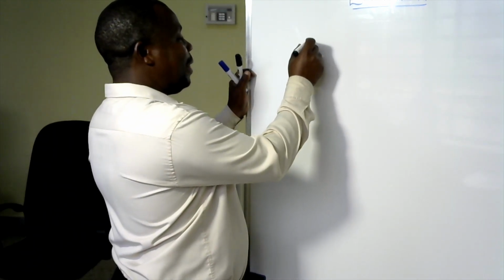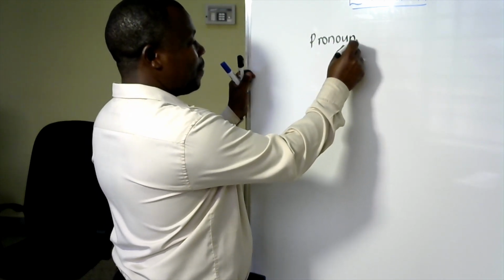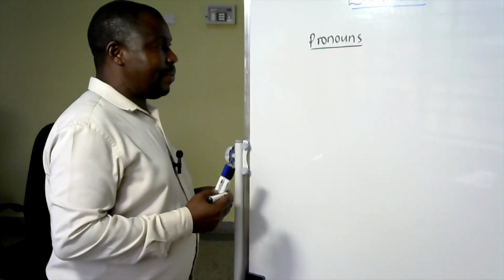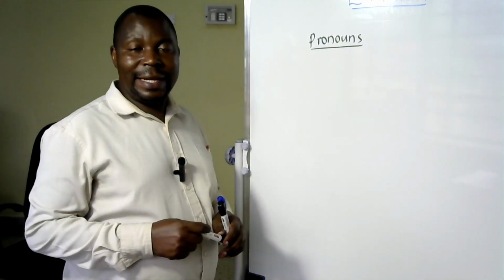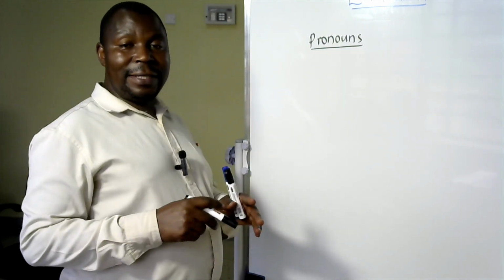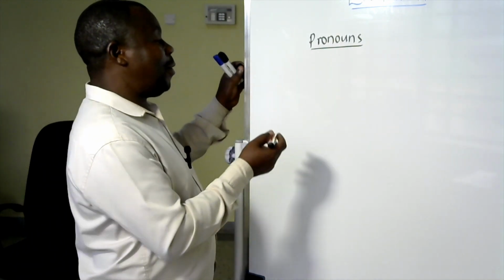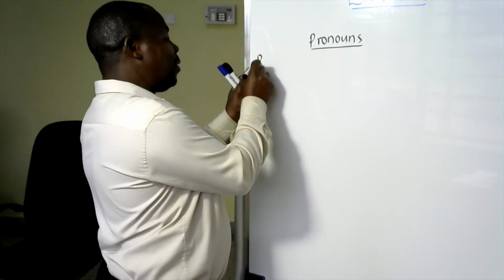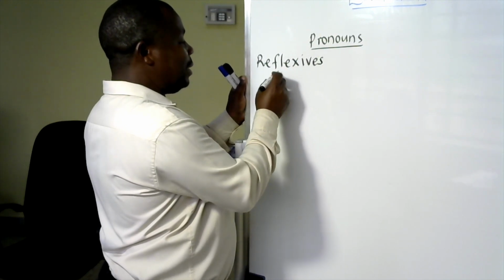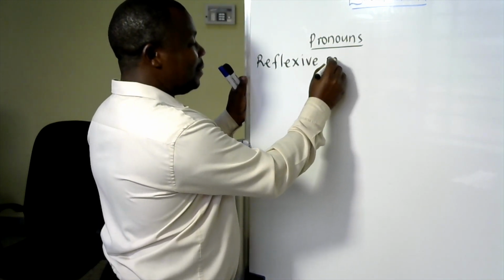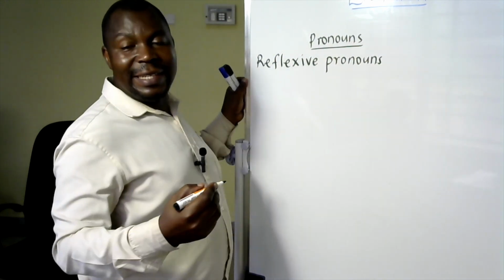I will begin with the pronouns. Pronouns in English are short words that replace a noun. But remember, these pronouns are used both in section A and section B. Now, for example, we have the reflexive pronoun. These reflexive pronouns are used to show who has done what.